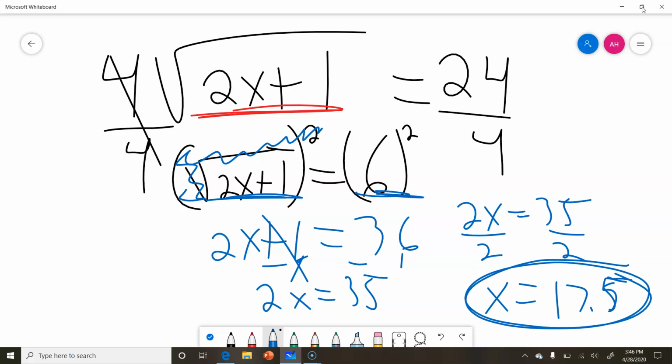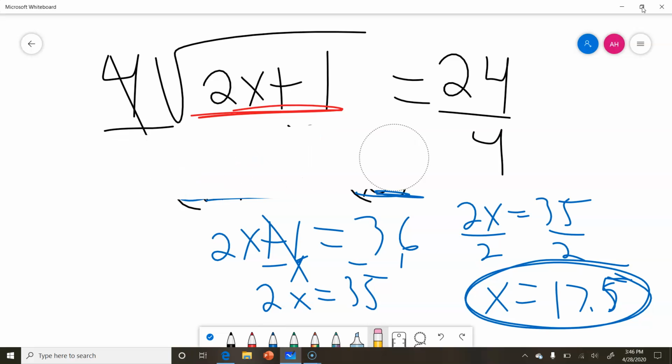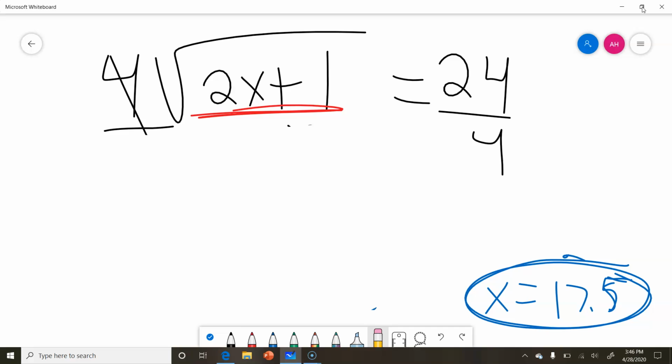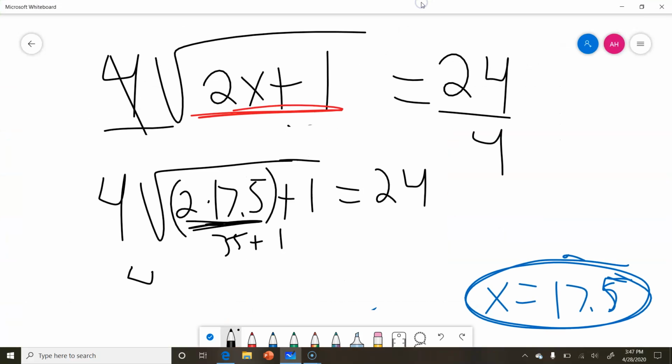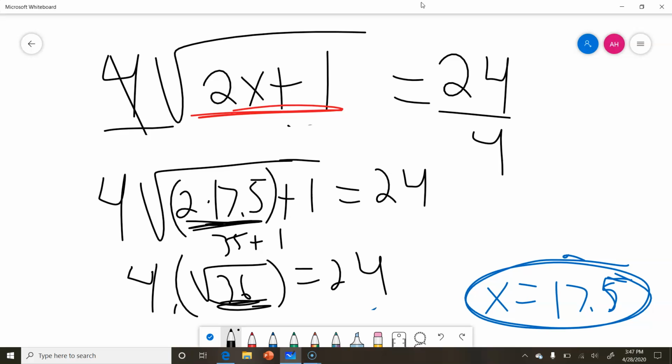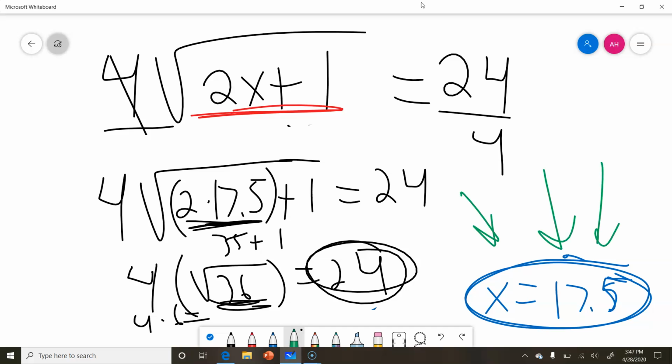And the way I check that, right, is I come up here, and I'm going to erase this, so if you need to go back and pause it, go ahead and do that. I come up here, and I say 4 times the square root of 2 times 17.5 plus 1, in parentheses, equals 24. Now, what is 2 times 17.5? Well, that's 35, right? So I have 35 plus 1, which is 36. So I have 4 times the square root of 36 equals 24. What's the square root of 36? That is 6. So I have 4 times 6, and 4 times 6 does equal 24, all proving that this, in fact, is the right answer.